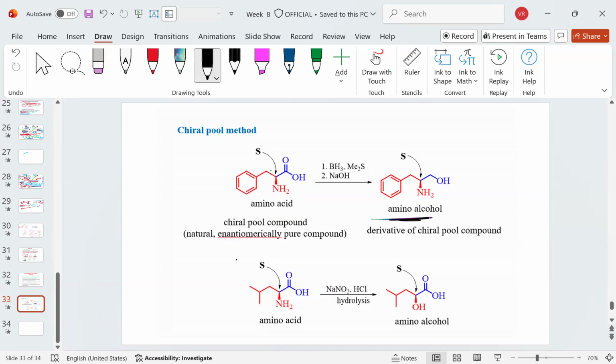Similarly, this is the starting material we have taken, and we want this alcohol. So we have selected this starting material, which, you can see, is enantiopure. I am highlighting enantiopure.